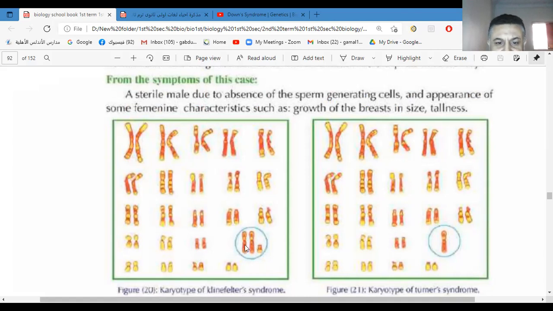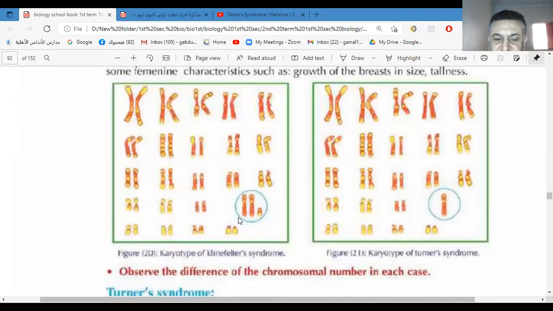Because of the presence of the extra X chromosome in this case, the boy or the Klinefelter syndrome individual suffers from some complications such as tallness and some feminine characteristics. The testes cannot make the sperms, and it has some feminine characteristics, because the extra X chromosome brings extra female hormones. So it suffers from the syndrome called Klinefelter syndrome.